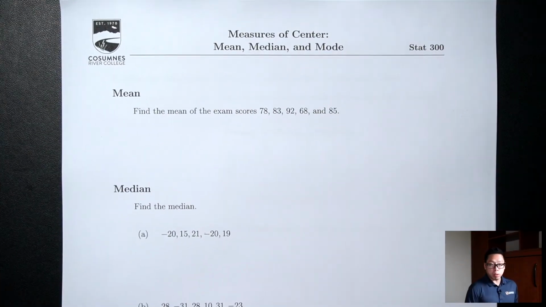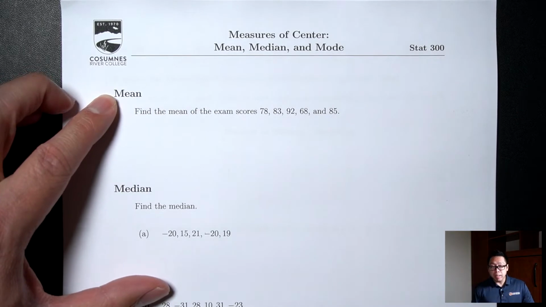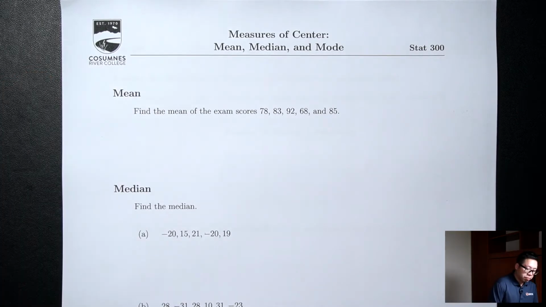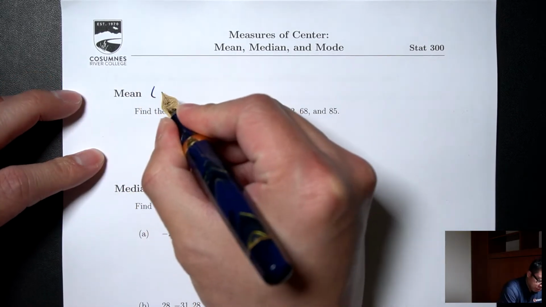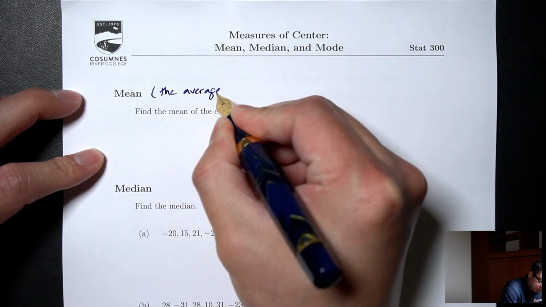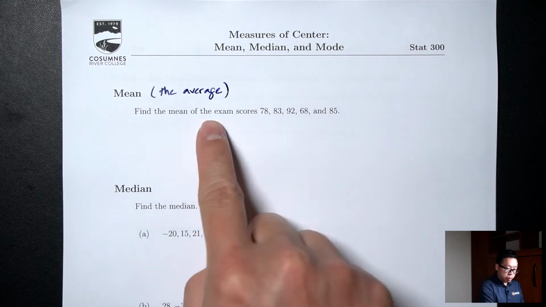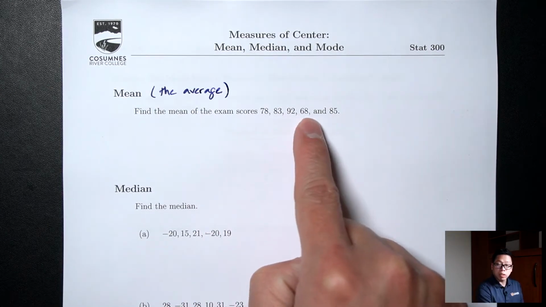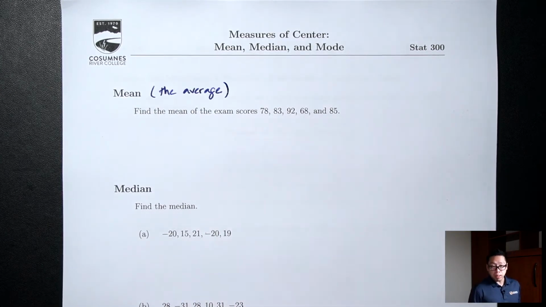First measure of center I want to talk about is called the mean. The mean is really just the average. Here we have exam scores, 78, 83, 92, 68, 85. What would be the mean here? What would be the average? And how do you find it?